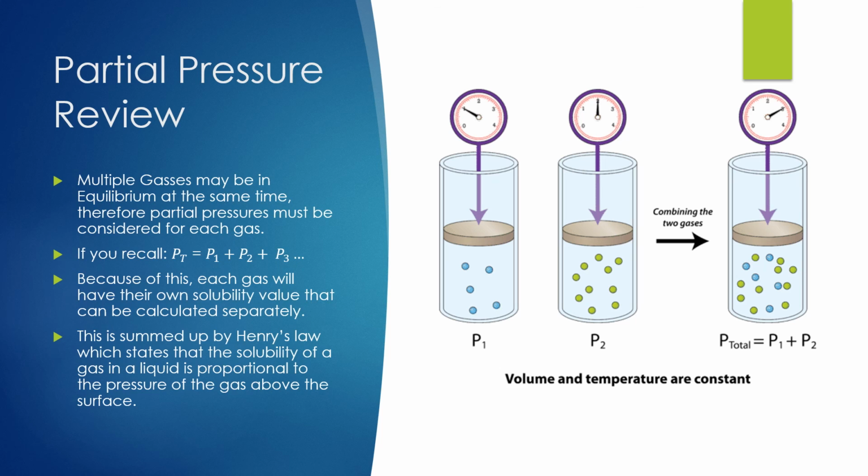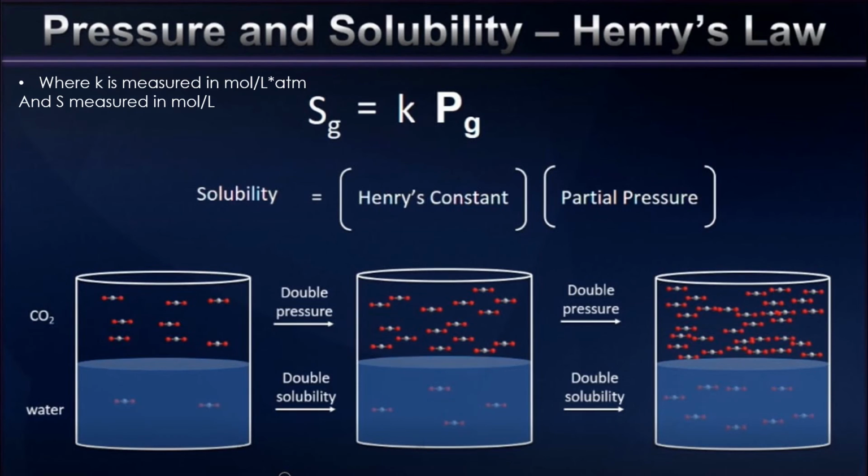This leads us into our discussion of Henry's Law, which states that the solubility of a gas into a liquid is directly proportional to the partial pressure of that gas over top of the liquid. The Henry's Law equation is shown above in this diagram. As mentioned before, you can see that the solubility of a gas in question is equal to some constant K times the partial pressure of the gas.